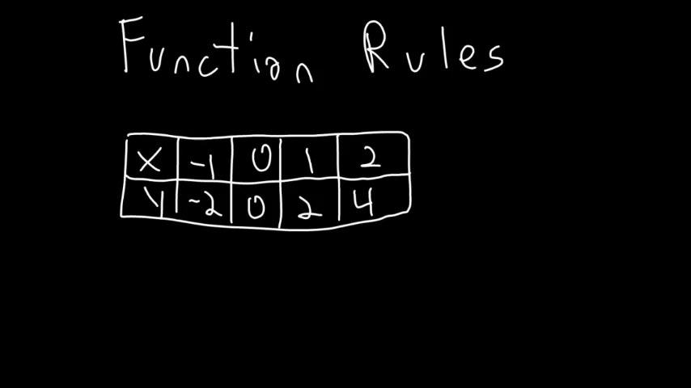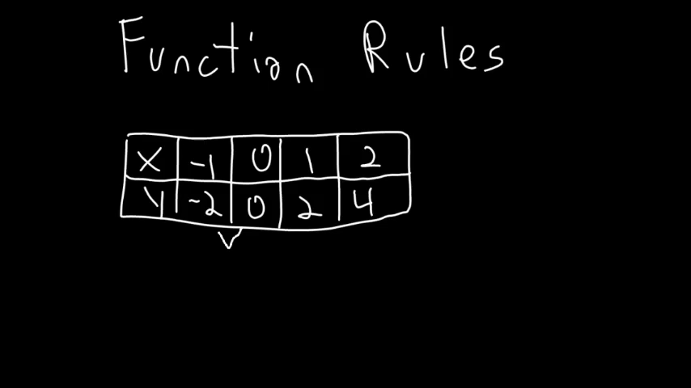Alright, sometimes when you're given a function table, you have to come up with a function rule. So to do this, your first step is to find the difference between each of your x's and each of your y's. And I always start with y's, and I'll explain that in a minute.